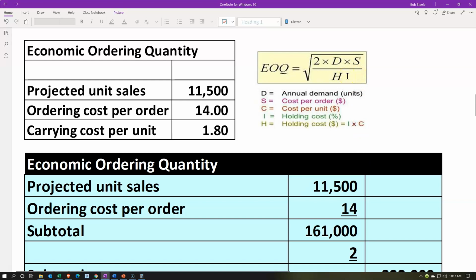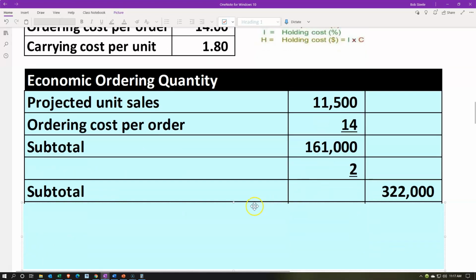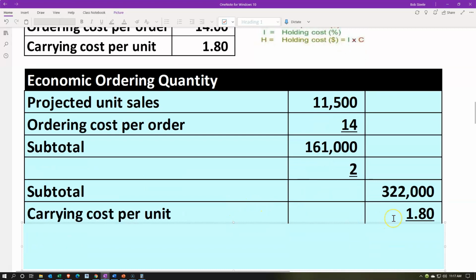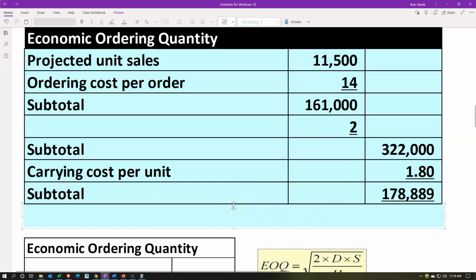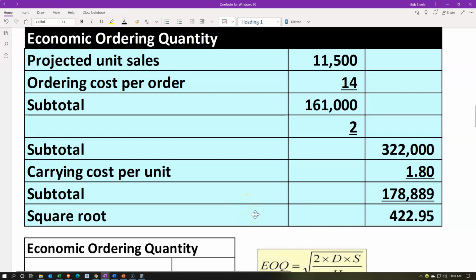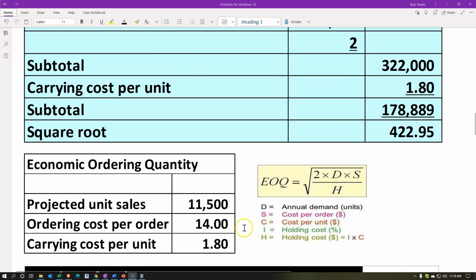Then we need the denominator, which is the carrying cost per unit, or H, and that's given to us at the 1.8. There's no sub-calculation, so nothing on the inside needs to be done here. Then I'm going to take the 322,000 divided by the 1.8. That gives us the 178,889, and that's a subtotal because we still need to take the square root. So we take the square root of 178,889 to give us the 422.95, which is the economic ordering quantity, that being the optimal ordering quantity in order to optimize these two costs.